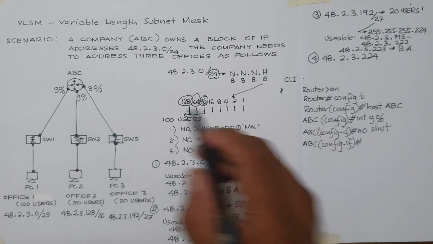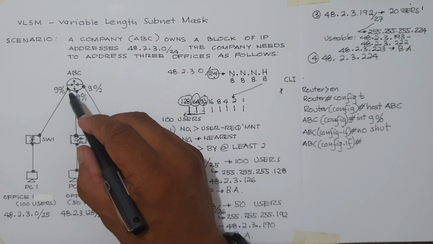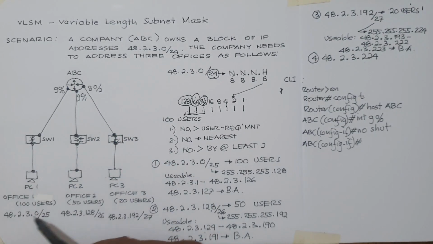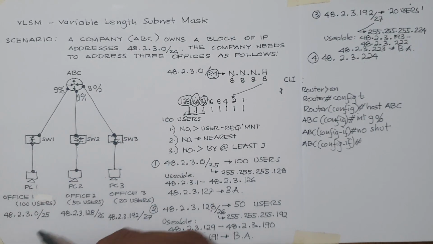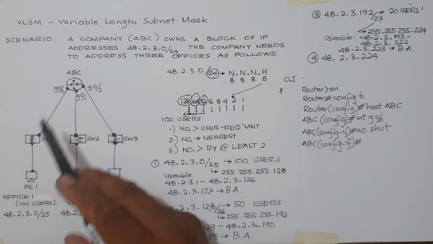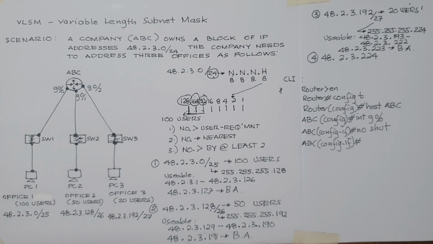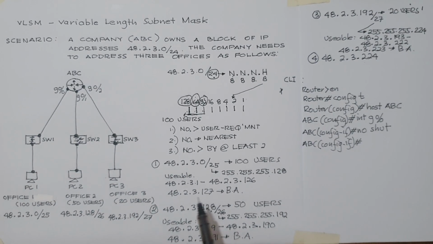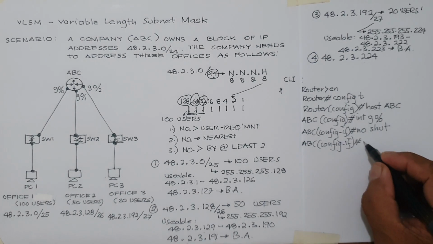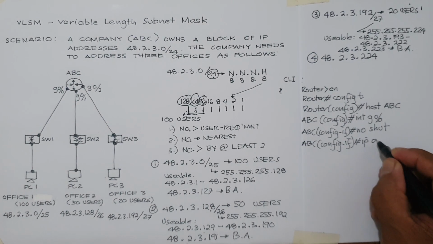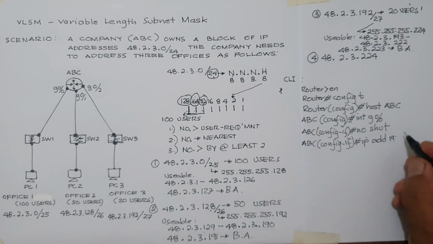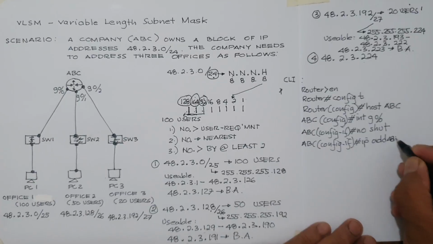And we now issue an IP address here which will serve as the default gateway for all the computers in this Office 1 network. And what is the default gateway that we allot for this network? That is the first usable here, 48.2.3.1. So we type here IP add 48 there.